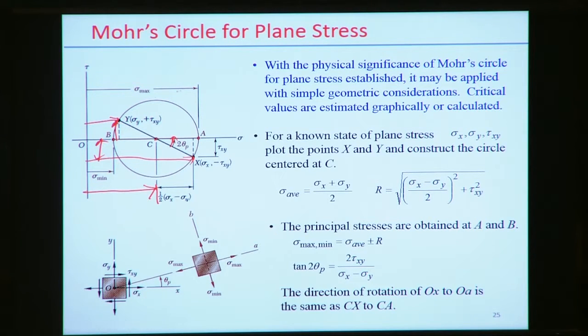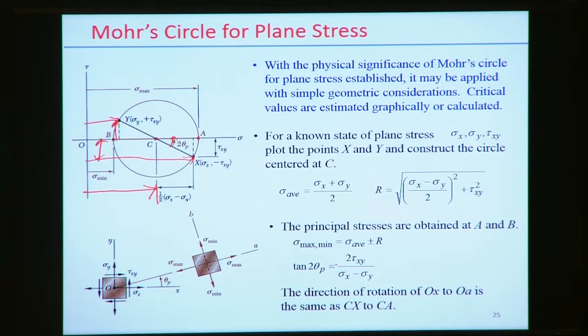When you draw one circle, then sigma max up to OA actually represents the amount of the sigma max, and OB the sigma min in this case. Now the principal stresses are obtained at A and B, sigma max and sigma min, which is equivalent to the average value, that means OC plus minus OA, that means average value plus minus the radius in this case.